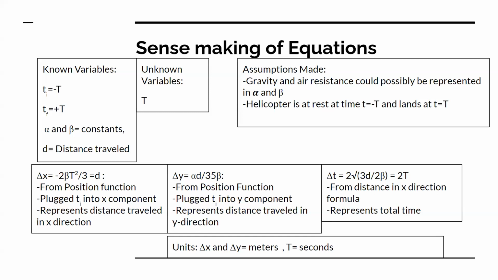For our change in x function, we found this by taking the integral of the position function and plugging in time initial to the x component of it, and this represents the distance traveled in the x direction. For our change in y, we took the integral of the position function and plugged in time initial into the y component, which represents the distance traveled in the y direction. And change in time represents the total time, and this is from the distance in the x direction formula. For our units, change in x and change in y are in meters and time is in seconds.